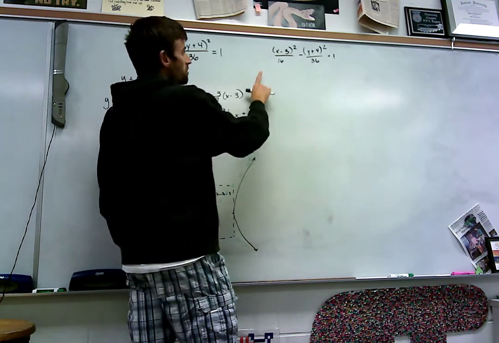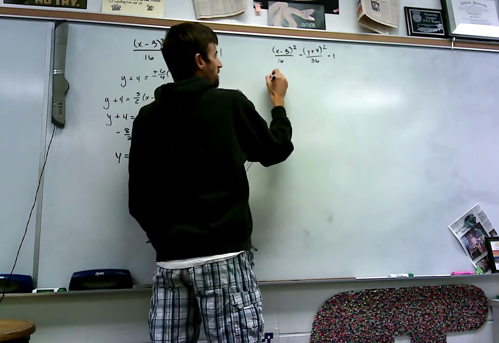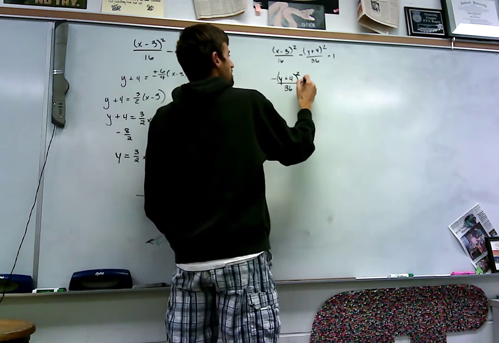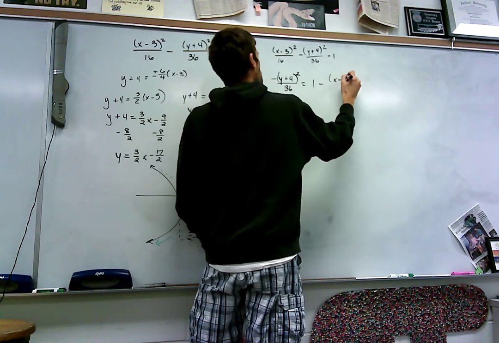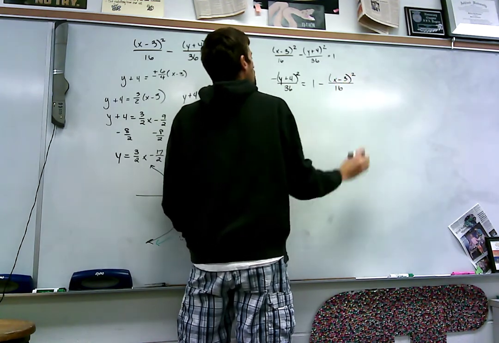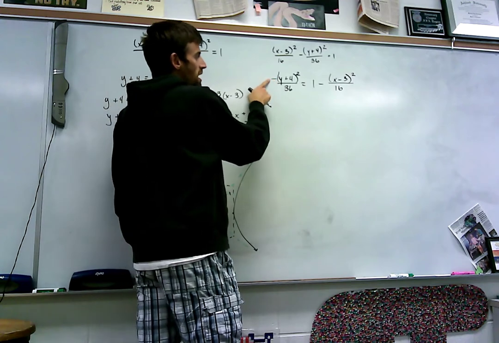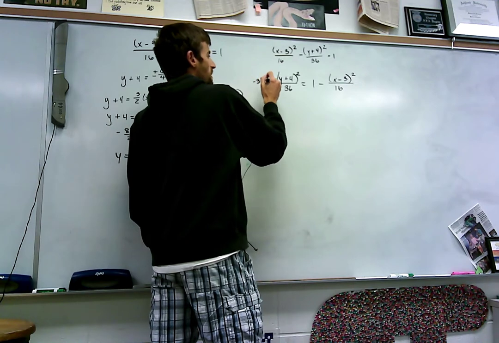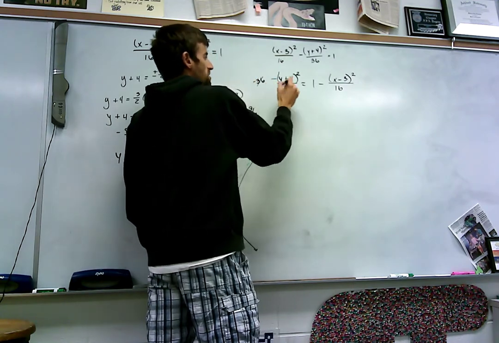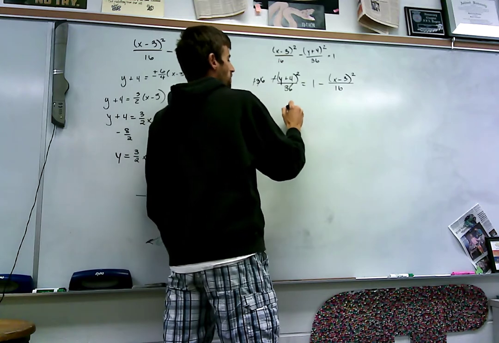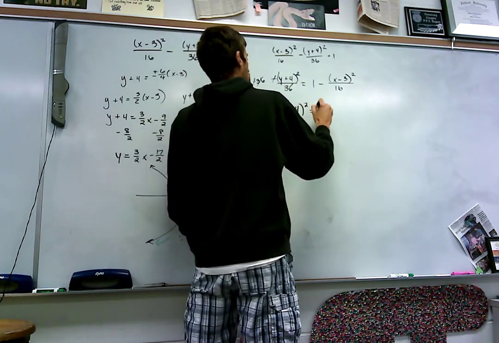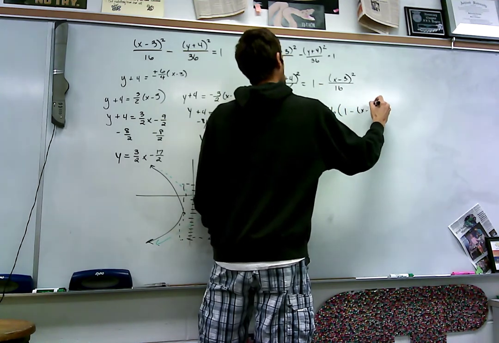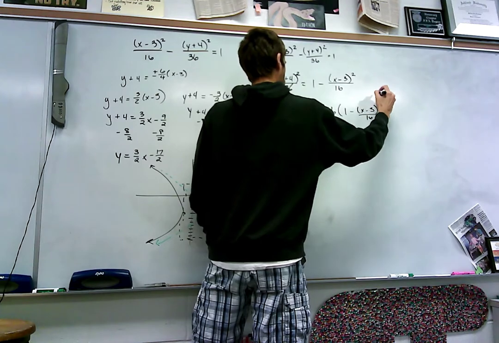First thing I'm going to do is move this whole fraction to the other side. So I'm going to have negative (y plus 4) squared over 36 equals 1 minus that whole quantity. Next, I'm going to get rid of both the 36 and the negative, so I'm going to multiply both sides by negative 36. It's going to cancel the 36 out and the negative. So I'm going to have (y plus 4) squared equals negative 36 times (1 minus (x minus 3) squared over 16).